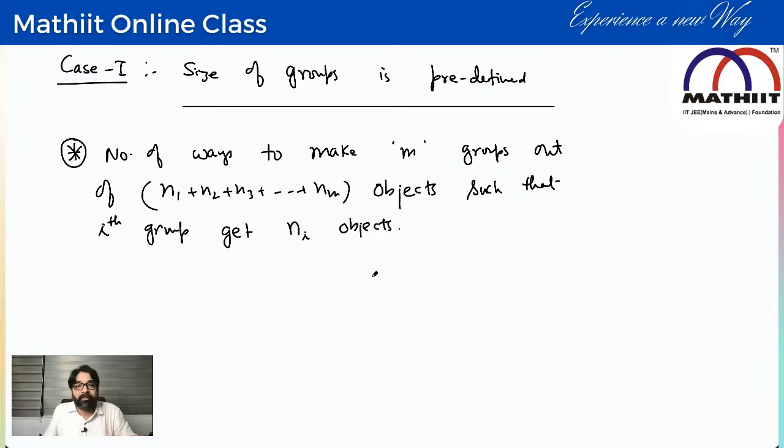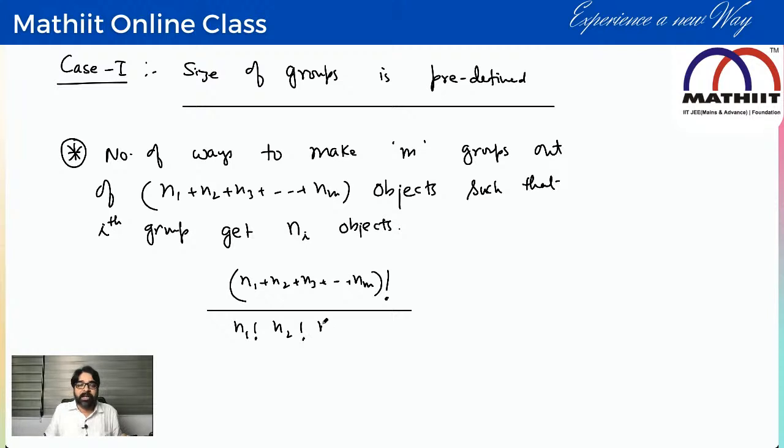How to write it? Because formulas we cannot remember. The grouping formula is very simple. Check the total number of objects, n1 plus n2 plus n3 plus so on till nm, factorial, divided by first group number of objects factorial, into second group number of objects factorial, into third group number of objects factorial, and so on up to the mth group number of objects factorial. This is the answer. Very simple, straightforward. Everybody understood the point? Is it clear to all of you?